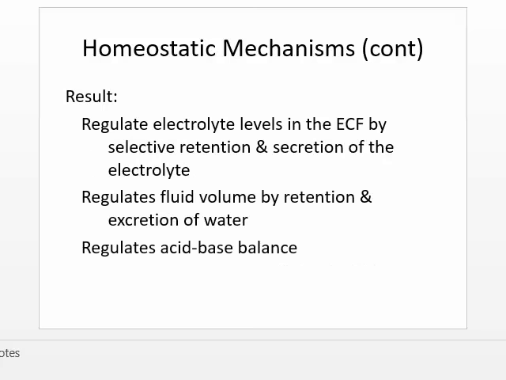As a result of this, the body is able to regulate electrolyte levels in the extracellular fluid by selective retention and secretion of the electrolyte. It can also regulate fluid volume by retention and excretion of water, and it regulates the acid-base balance. We will discuss acid-base in a couple weeks.